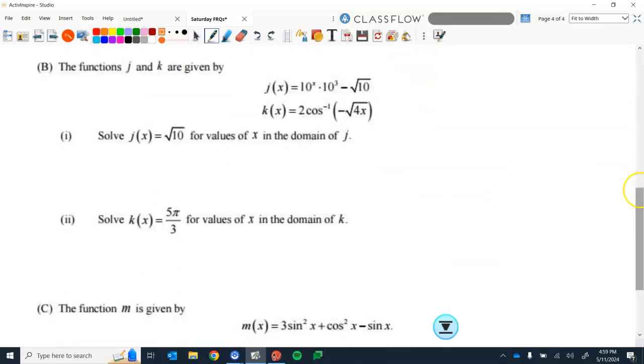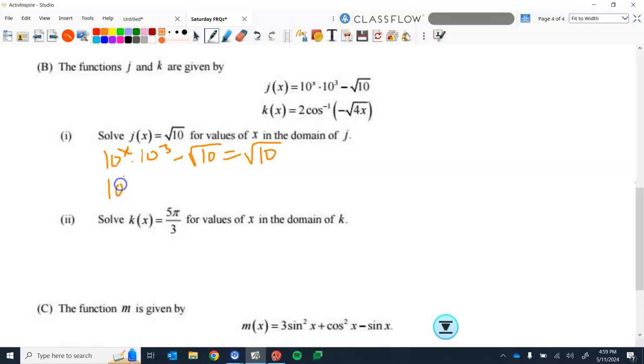Let's look at B(i). So we have j of x, and it says solve j of x equals square root of 10 for all values of x in the domain. All right, so 10 to the x times 10 cubed minus the square root of 10 equals the square root of 10. Now I'll say again, you are now on FRQ 4. You are so tired and ready for this test to be over. You've been doing math forever. Okay, so don't skip steps, because this is where really careless mistakes start to happen. These square roots of 10 do not cancel each other out. I see that kind of mistake all the time on even super simple things. So I would have to add the square root of 10 to the other side.